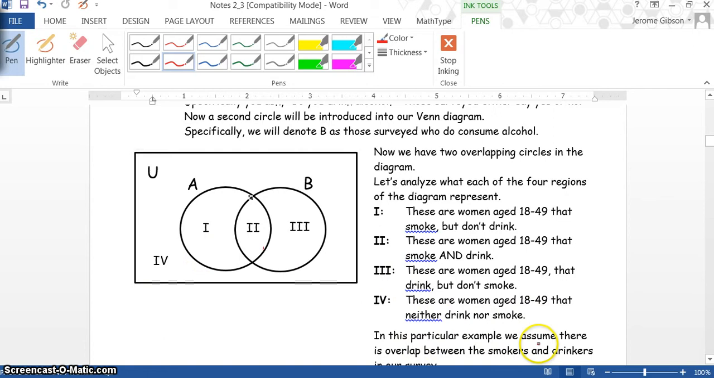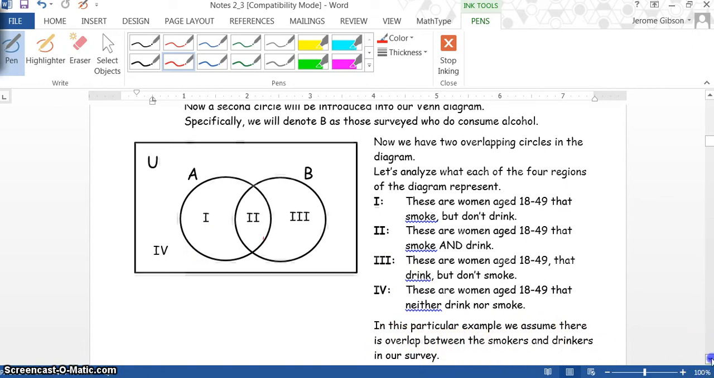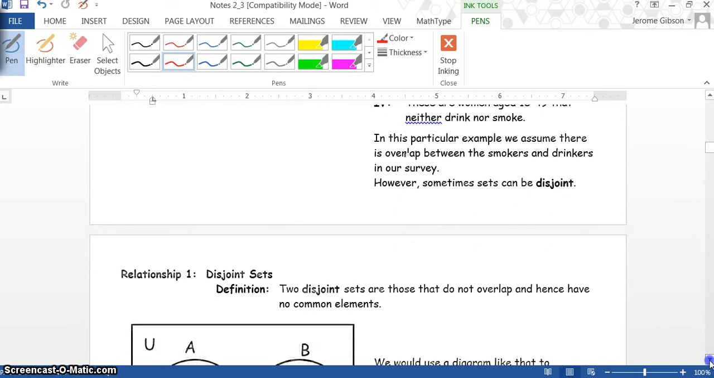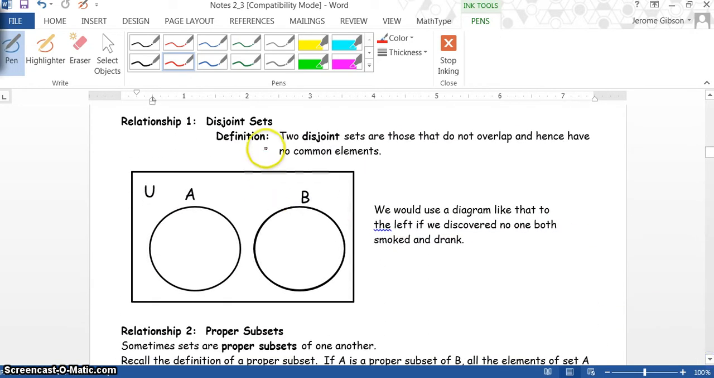In this particular example, we assume there is overlap between the smokers and drinkers in our survey. However, sometimes sets can be disjoint. Relationship 1. Disjoint sets. Definition: two disjoint sets are those that do not overlap and hence have no common elements. We will use a diagram like that to the left if we discover no one both smoked and drank.